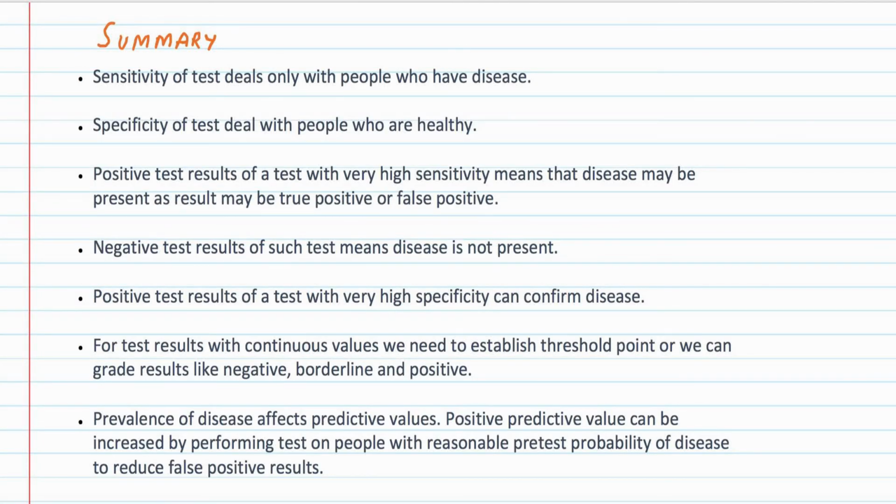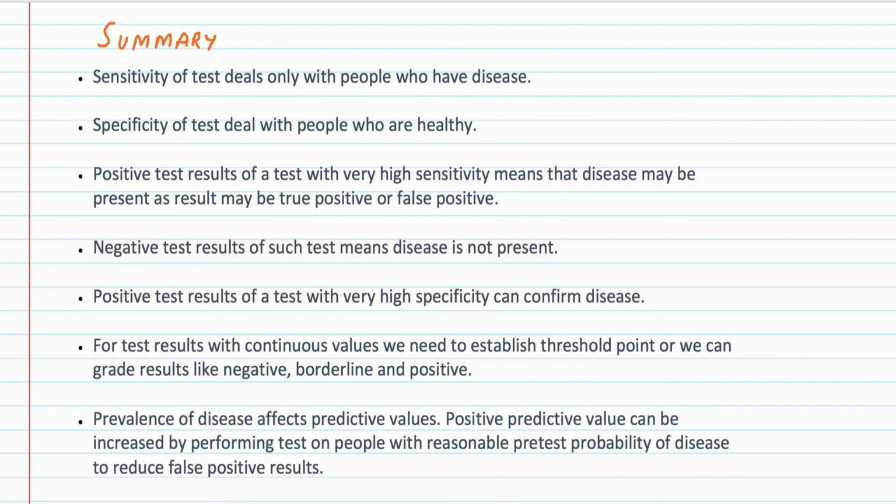In summary, sensitivity and specificity of test is established by performing tests on people who are known to have disease or are healthy, by comparing test results with a gold standard test. Once sensitivity and specificity is established, it remains same. It can be only changed by changing the way test is performed or by performing test on a subset of patients.